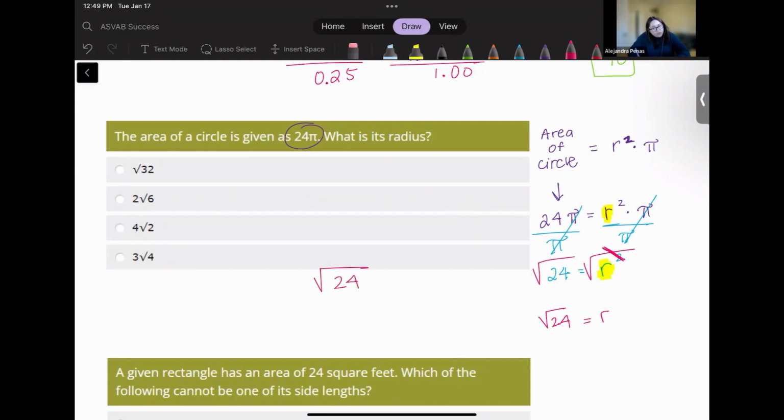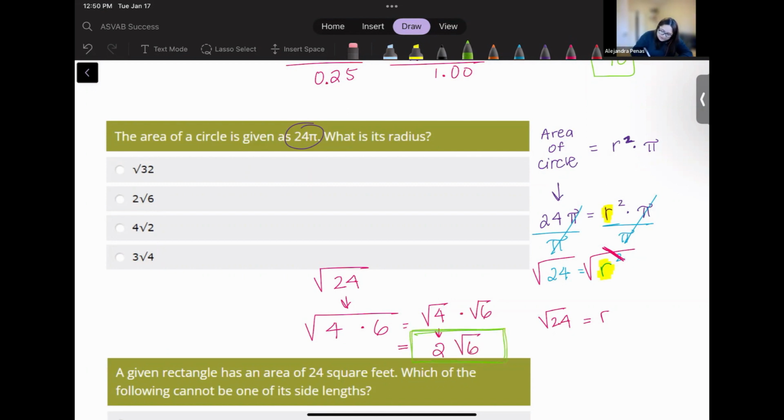I want you to tell me, what two numbers can I multiply to get 24, and one of them has to be a perfect square? Six and 4. 6 times 4. Yes. So this is going to be the same thing as the square root of 4 times the square root of 6. But I know that the square root of 4 is just 2. So this is going to equal 2 square root of 6. And that's going to be your final answer.